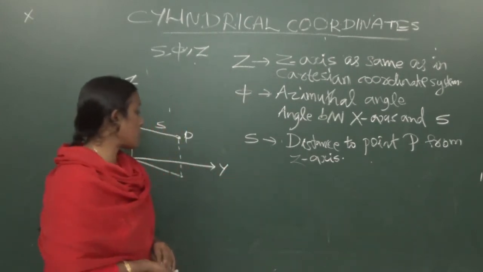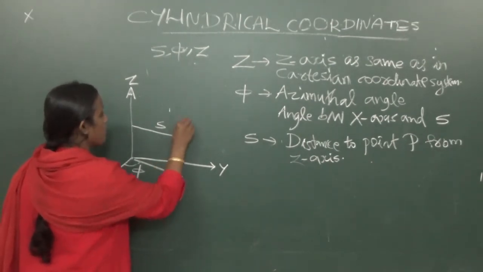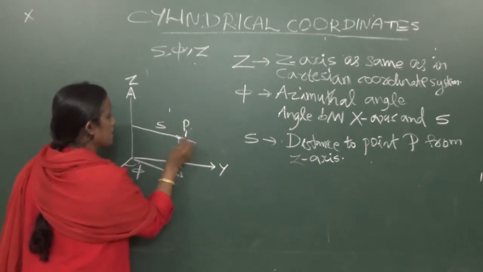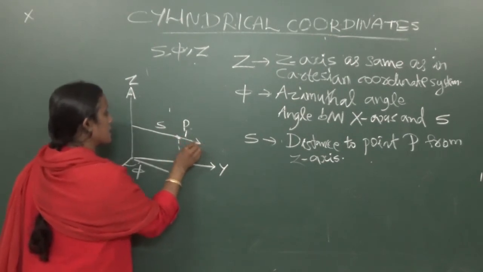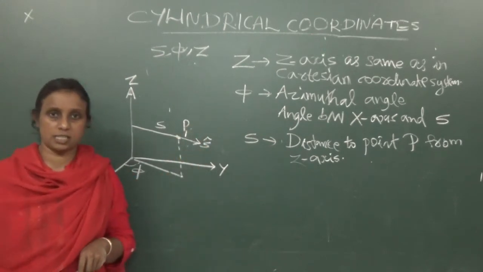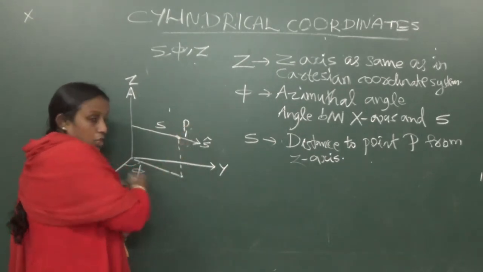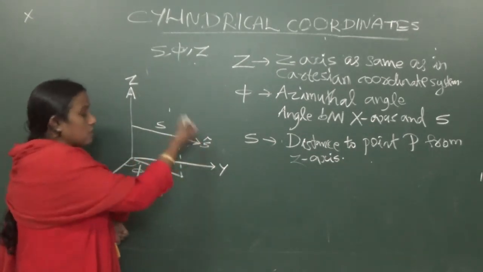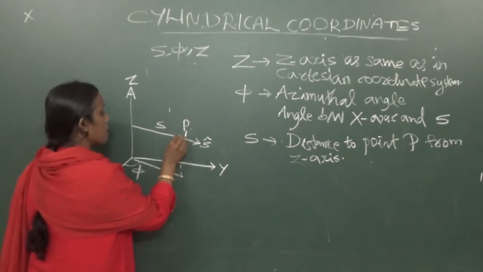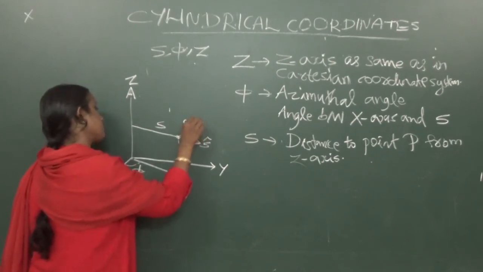So now we can take the unit vectors further. Here this is the point P. The S cap is along this direction, the direction of increasing S. Now phi cap is along this direction because we are rotating counterclockwise. So phi cap is along this direction.